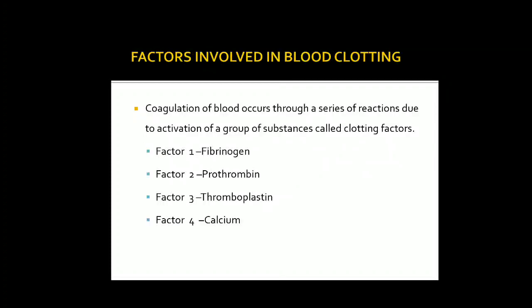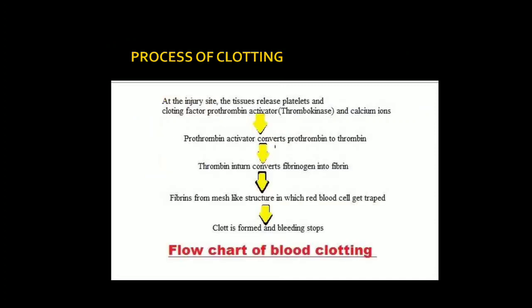Now see what these factors are. There are certain factors which are present in the plasma part of the blood. These are fibrinogen, which we have read helps in blood clotting, then prothrombin, thromboplastin and calcium. There are certain other factors also. Altogether there are almost 13 factors needed for blood coagulation, but these are the main factors. So, let us see how it acts.